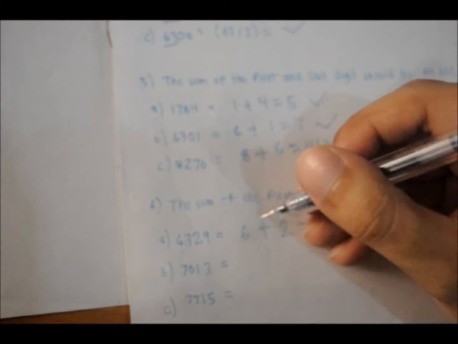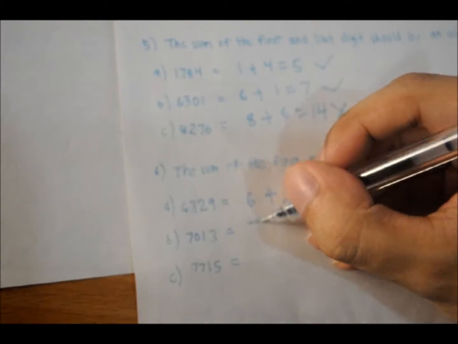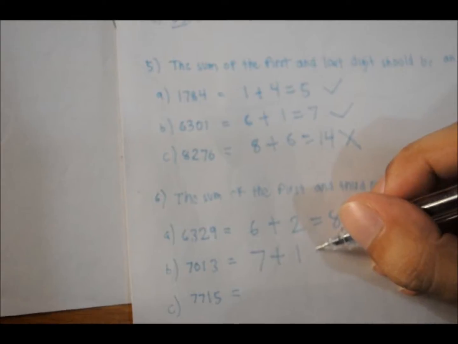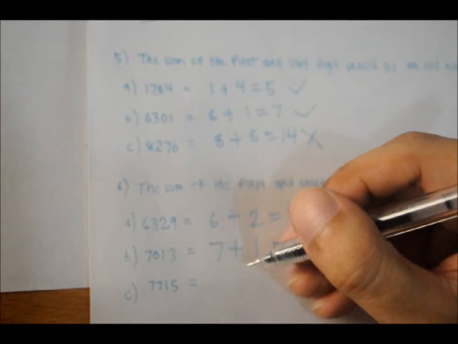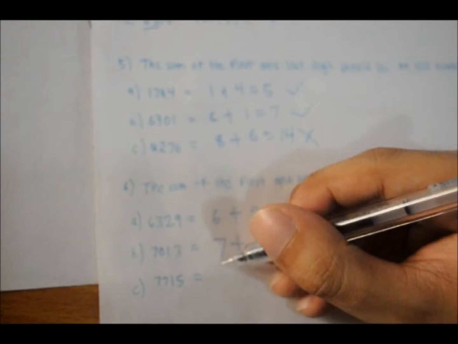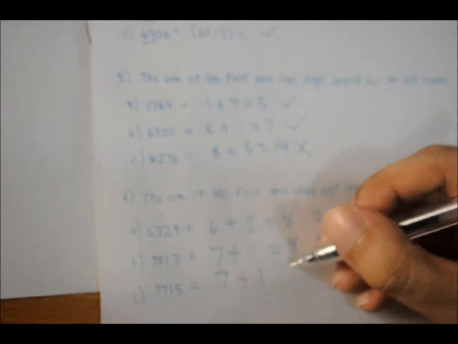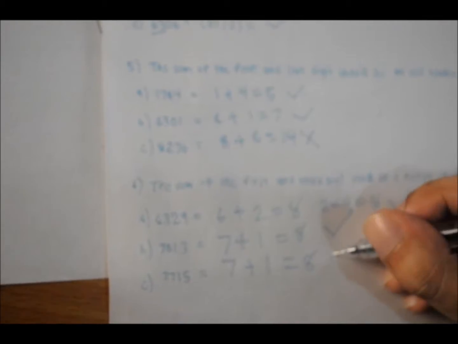Second sample, 7013. First digit will be 7 plus 1. That results also into 8. Same as the first. Third sample, 7715. 7, the first digit, and 1 as the third digit. So 8. So it satisfies the condition, so check.